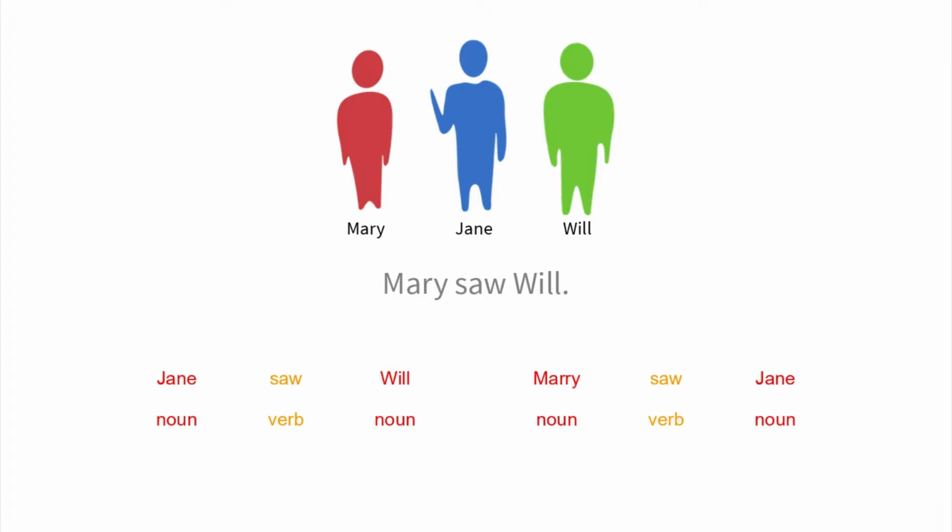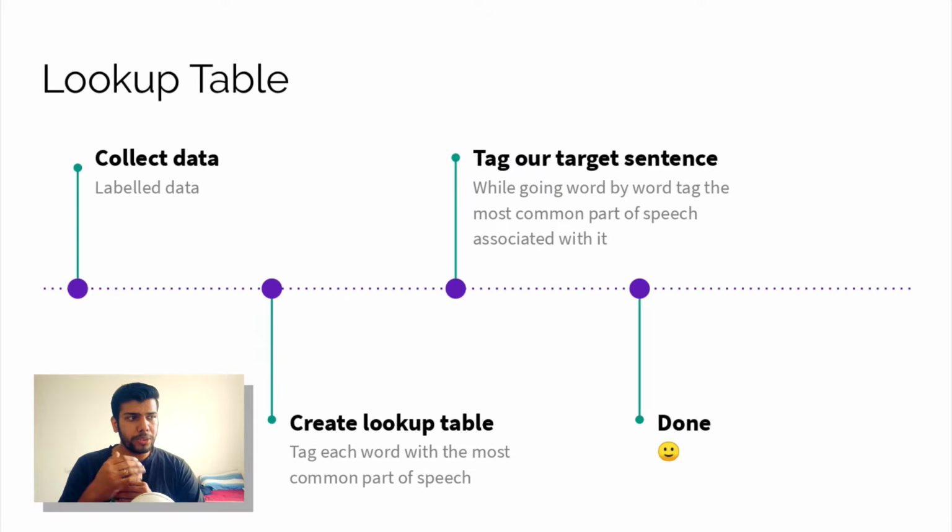So our first algorithm is very naive and very easy, in which we'll be trying to use the most common part of speech associated with a word. So first what we'll be doing is we'll be collecting the data, which we already have. Then we'll be creating a lookup table. So what is a lookup table? We'll be tagging each word with the most common part of speech that is associated with that word. Then we'll be taking a target sentence, basically the sentence that we are trying to figure out the part of speech for, and we'll be going word by word and tagging the most common part of speech associated with it.